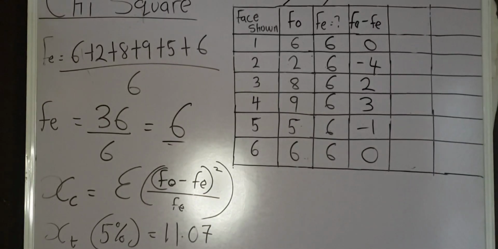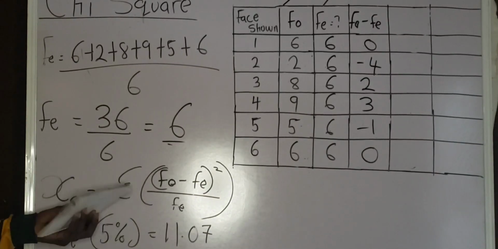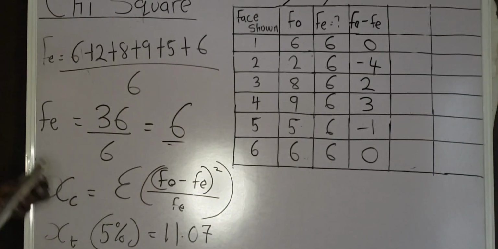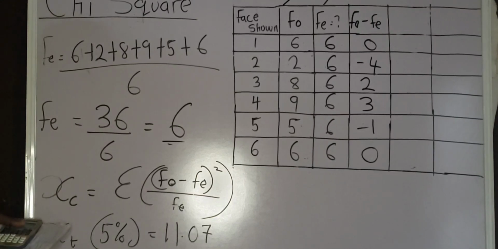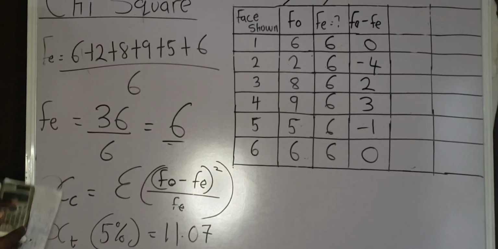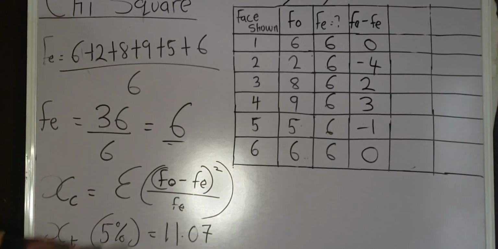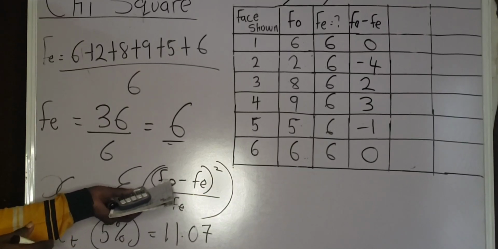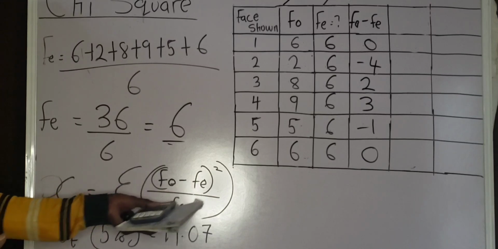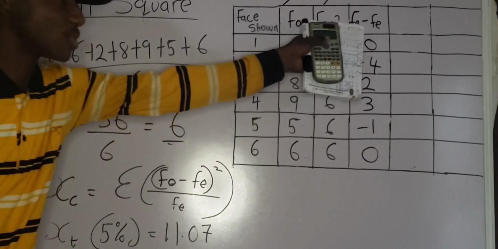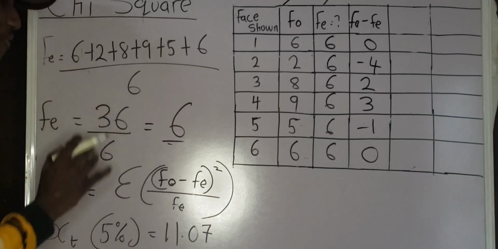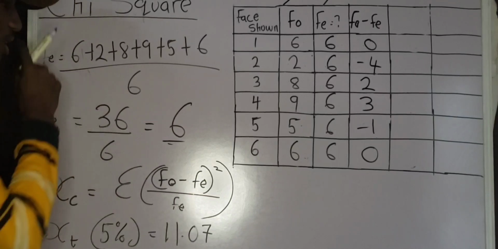This formula is what is used in calculating the calculated chi-square. I want to compare it with the tabulated chi-square, that is the critical value at 5%. But in order to compare it, I need to determine its value, and this is the formula I'm going to use. From this formula, I need to take the difference between the observed and the expected value. That is what I first did. I'm just dealing with the numerator; I've not touched the denominator at all. So let us proceed.